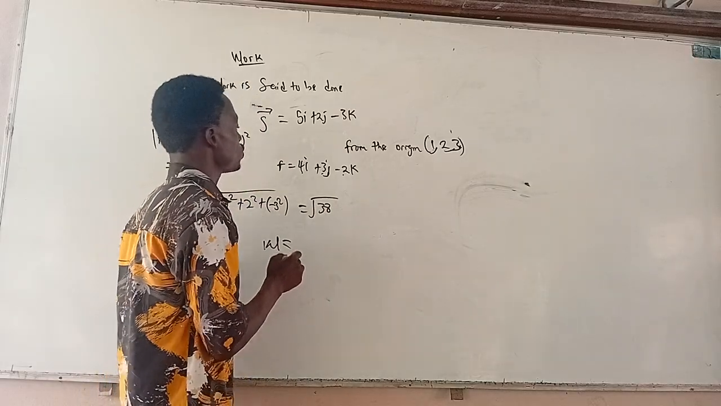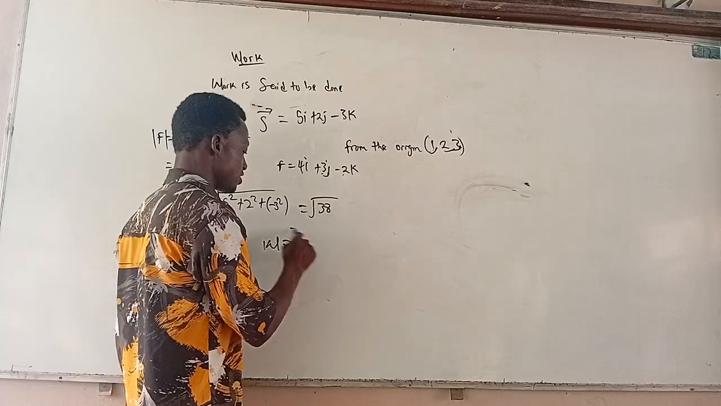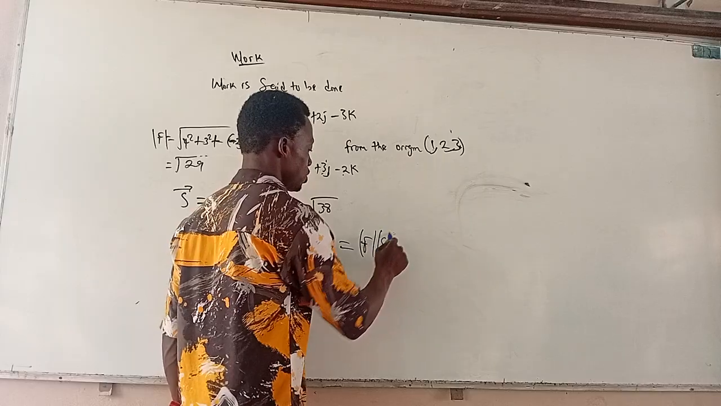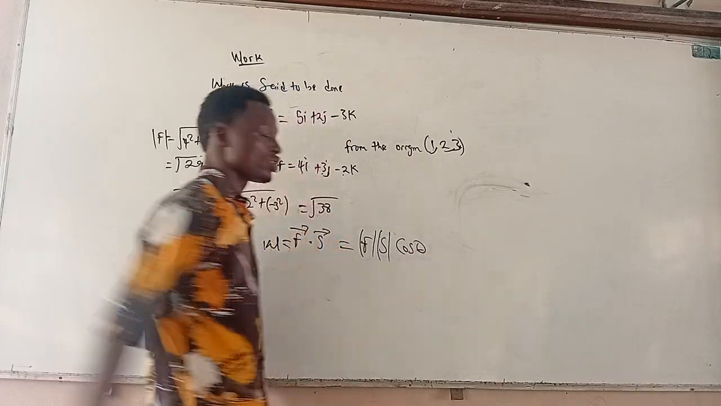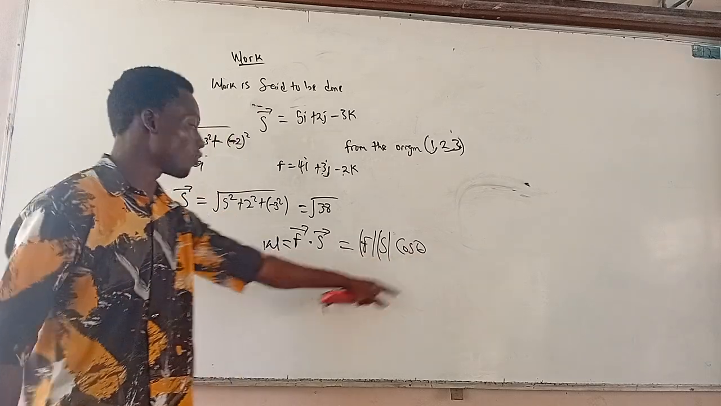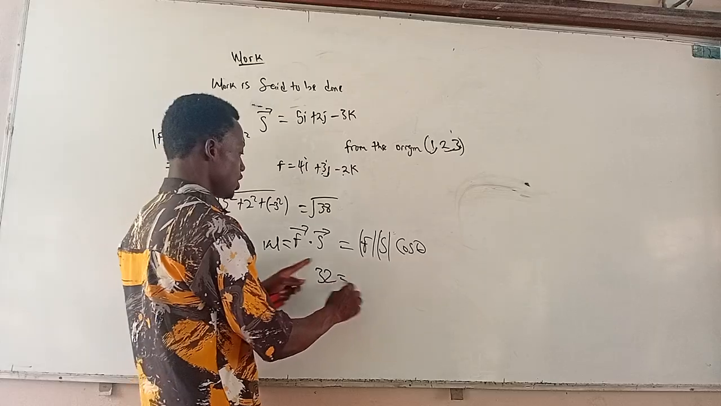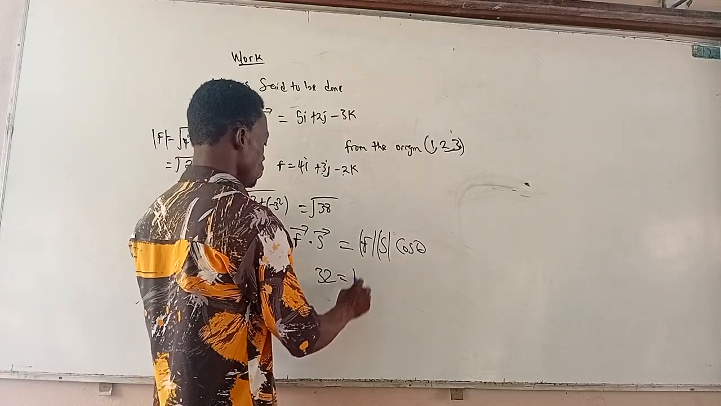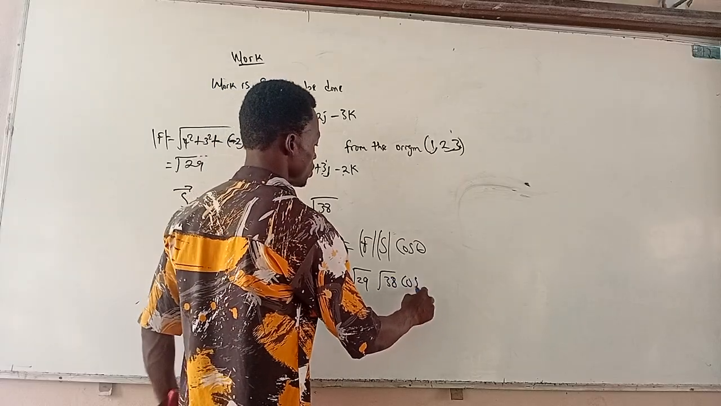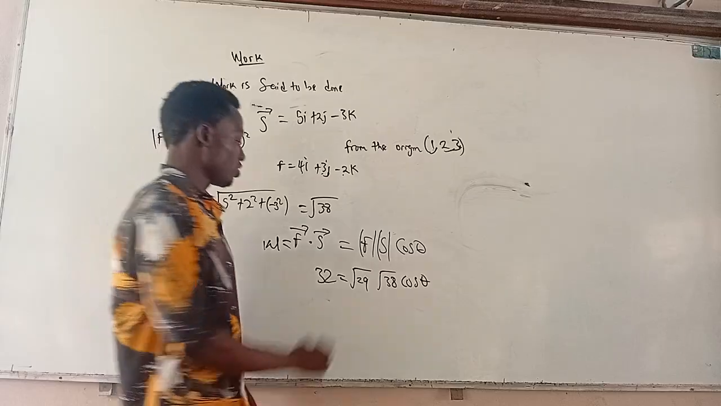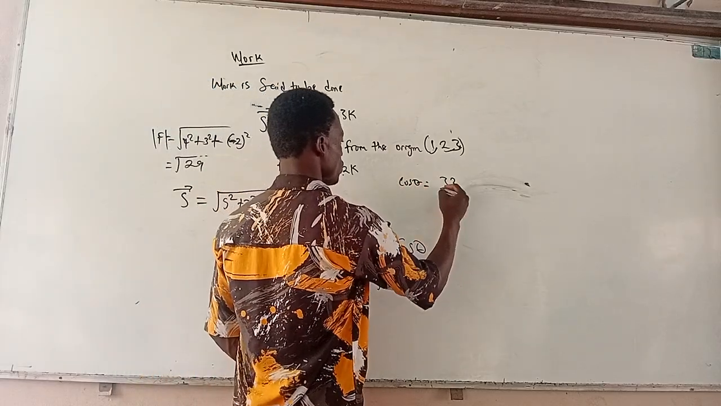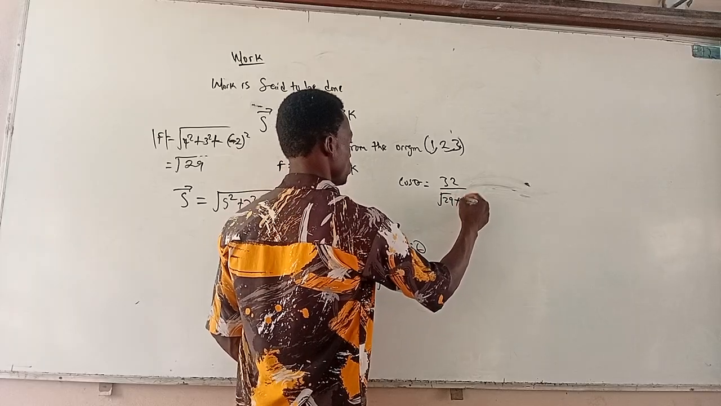Don't forget the initial formula. Work done can also be written in this other form, which is also equal to something like this. So it depends on what you are looking for that determines what you are going to use. We used this method to find our work initially, so we are using this one to find the angle. Since our work done is 32 joules, the magnitude of F is root 29 and the magnitude of S is root 38, with cos theta. Making cos theta the subject of the formula, cos theta equals 32 over root 29 times root 38.